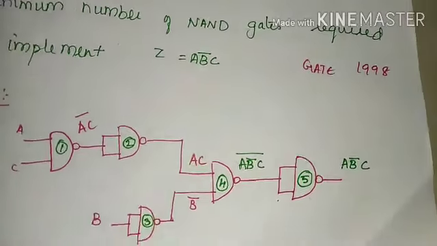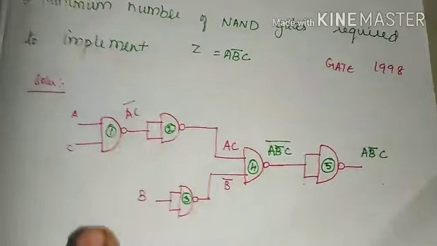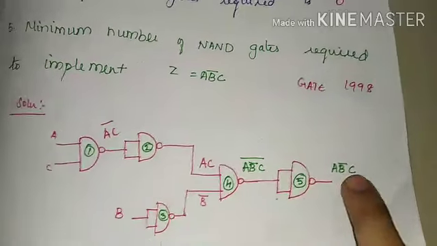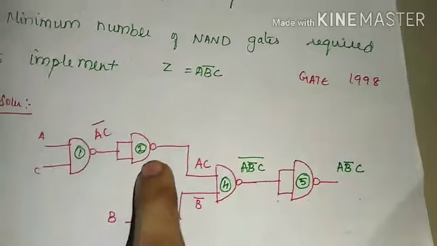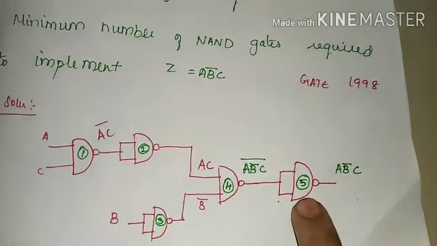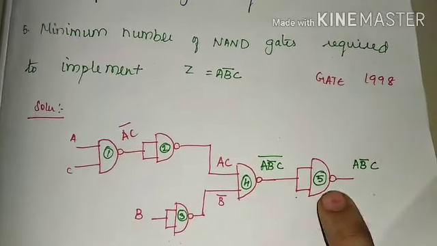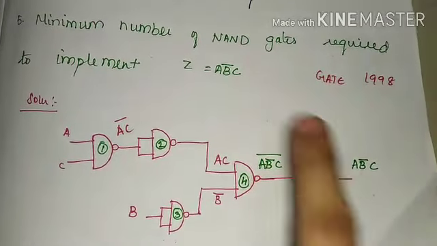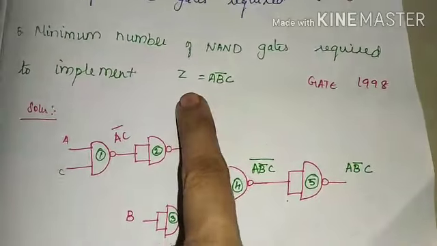Right? See, now we will count the number of NAND gates we have used to implement this function. 1, 2, 3, 4 and 5. So 5 is the minimum number of NAND gates required to implement the function Z is equal to A, B bar, C.